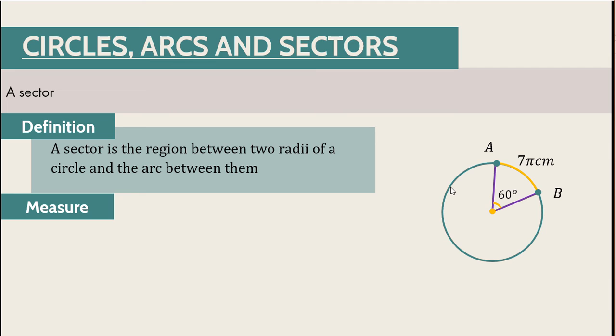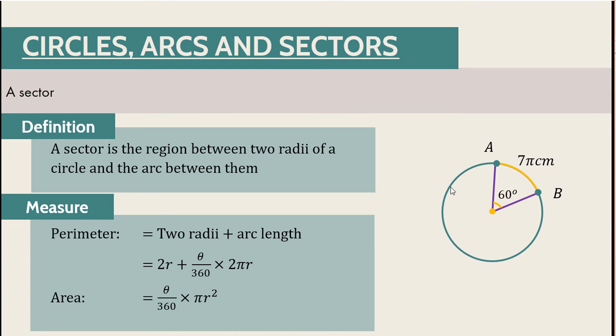We can measure the area and the perimeter of a sector. The formula for the perimeter of the sector is equal to the two radii plus the arc length. Quite straightforward, right? It is 2r plus theta divided by 360 multiplied by 2 pi r. And the area is calculated as theta divided by 360 multiplied by pi r squared. Have you got it? Remember this before we come to the next part.